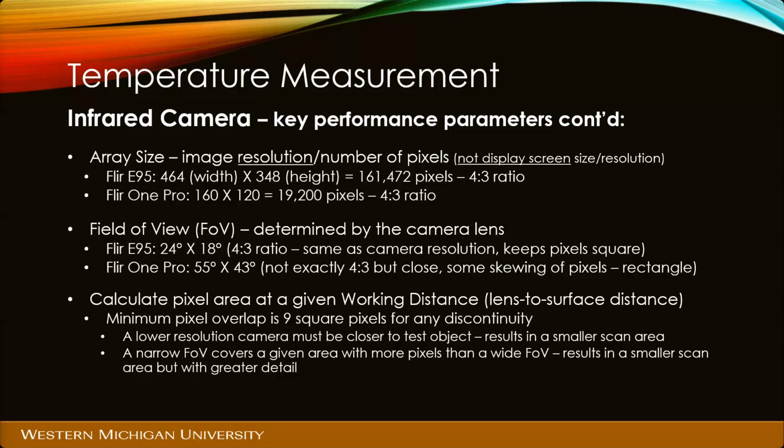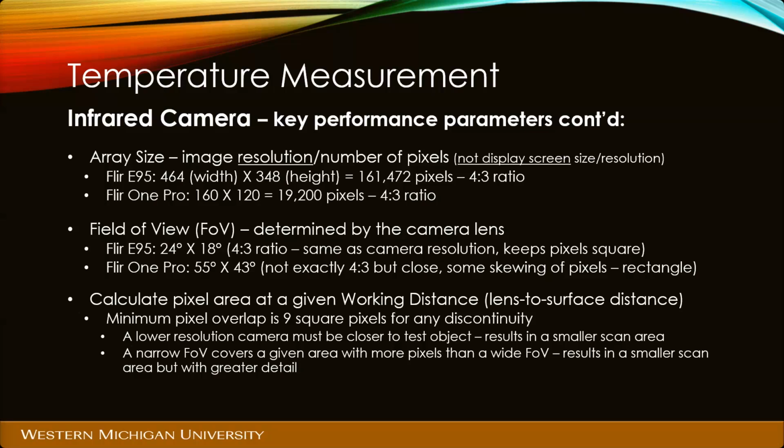Some of our other cameras, the smaller cameras we have, are 160 by 120, so they take just over 19,000 temperatures simultaneously. And then how big of an area that's going to cover is going to be determined by the field of view, determined by the camera lens, as well as the distance that you are away from the part. And that's kind of the next thing we're going to look at today.